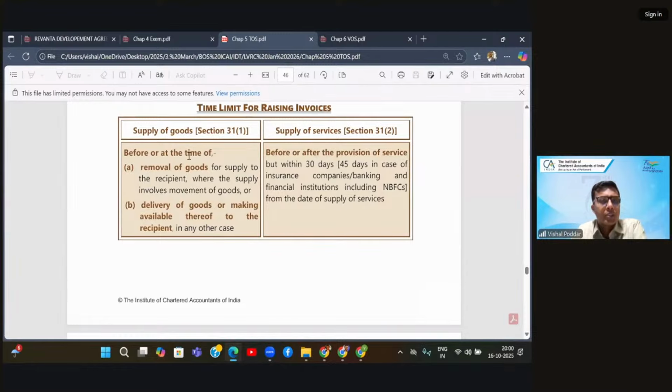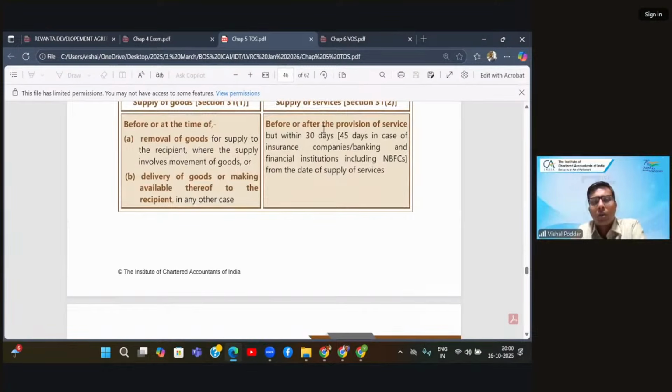Now, this is what Section 31 has provided because in both cases, supply of goods and service also, one of the dates is date of Section 31. That is the date by which invoice should have been issued. Now, here you will find that for service, there is a 30-day window. This 30-day window is extended to 45 days in case of insurance companies, banking companies, NBFCs, etc.